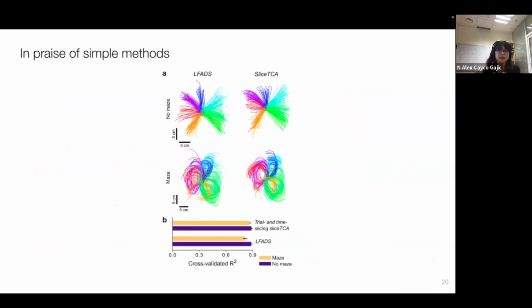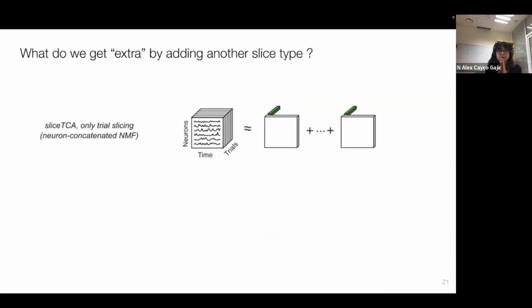Okay, so the reviewers also asked us to compare against LFADS, and it turns out that you actually do about as well with sliceTCA as with LFADS. In the case of the maze condition, you actually do a little bit better. Here, this is the R square, so you do a little better with sliceTCA than with LFADS. So you don't necessarily need to go to a very complicated method in order to tease apart this information. So then the next question that we ask is, what do we get by adding an extra slice type? Because in what I showed you before, that was just looking at NMF on a different matrix.